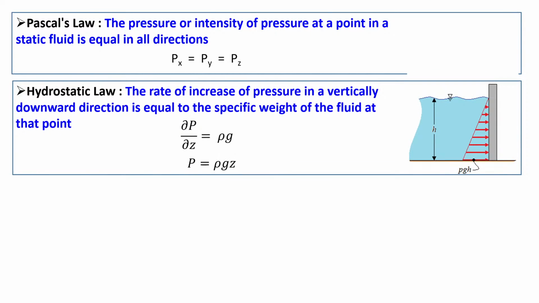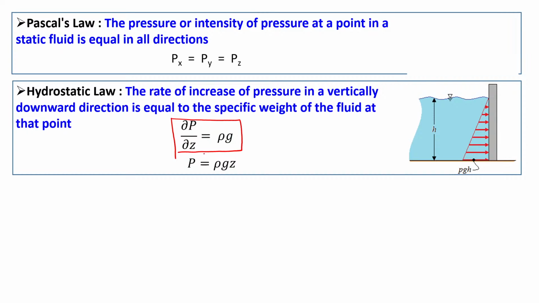The second law is the hydrostatic law. That tells us that the rate of increase of pressure in the vertically downward direction is equal to the specific weight of the fluid at that point. Mathematically, we can write it like this: dou P by dou Z, where Z indicates the vertically downward direction. So dou P by dou Z is rho g, that is the specific weight.